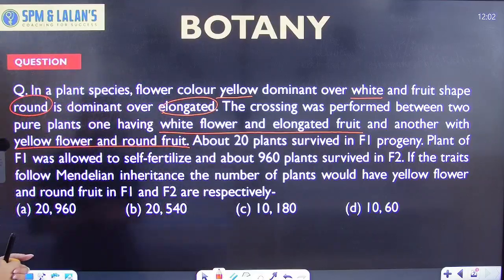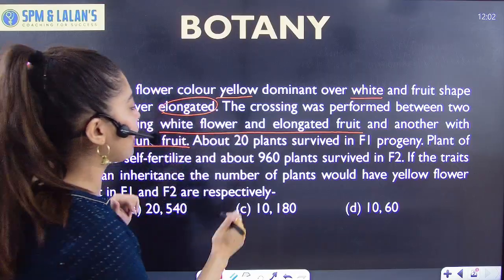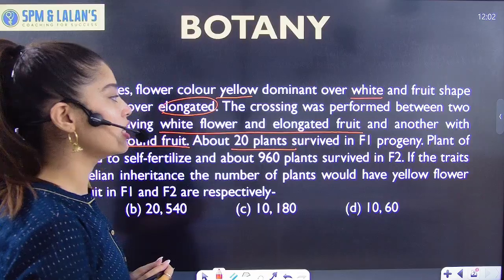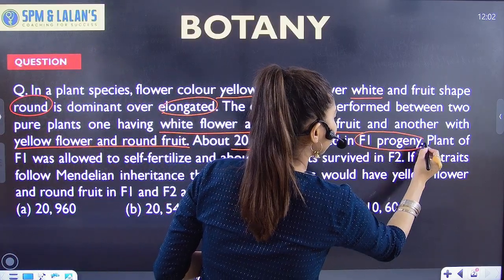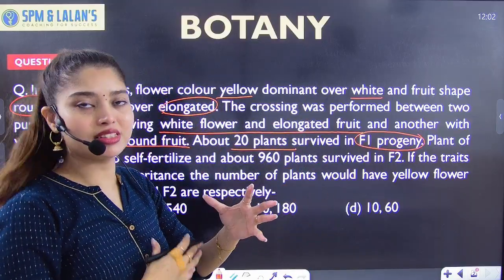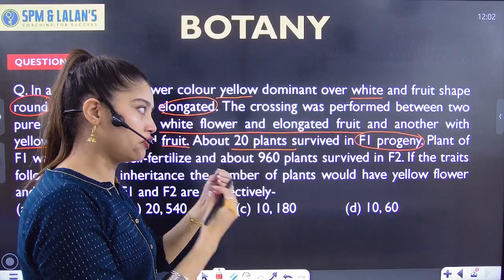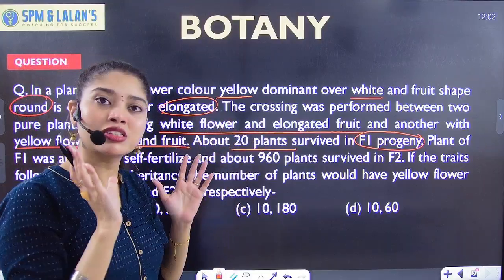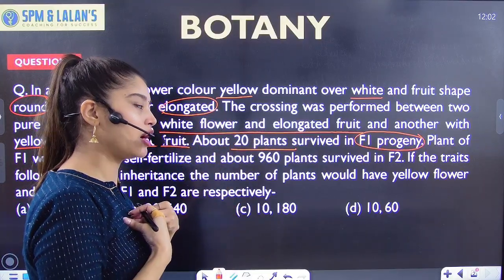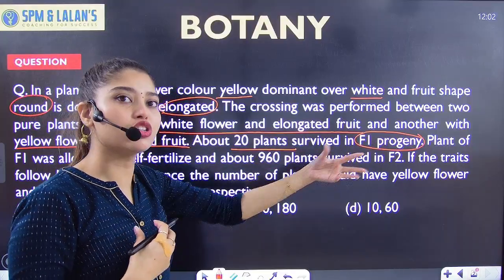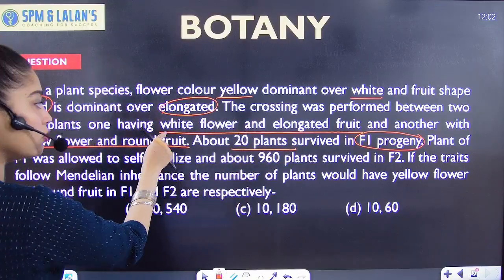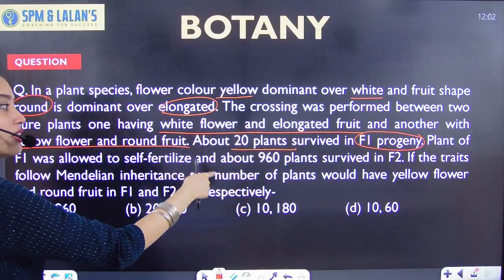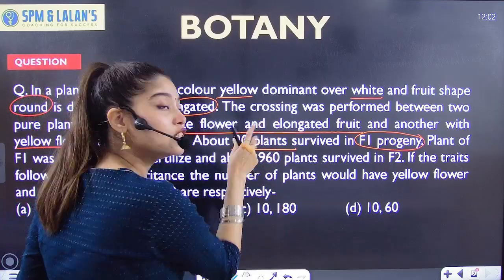Okay, let's proceed. About 20 plants survived in F1 progeny. So out of all the total progenies that we got in the F1 generation, only 20 plants survived. That means the F1 generation, from the cross between these two parents, contains 20 plants.